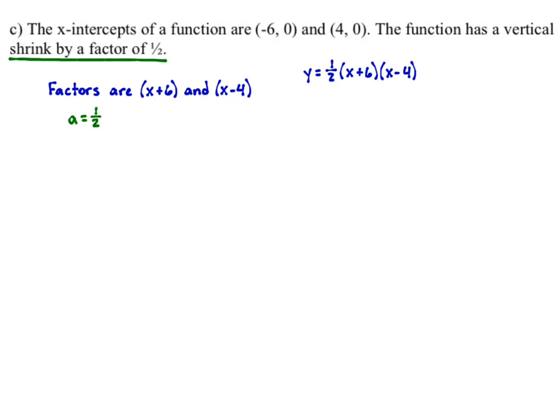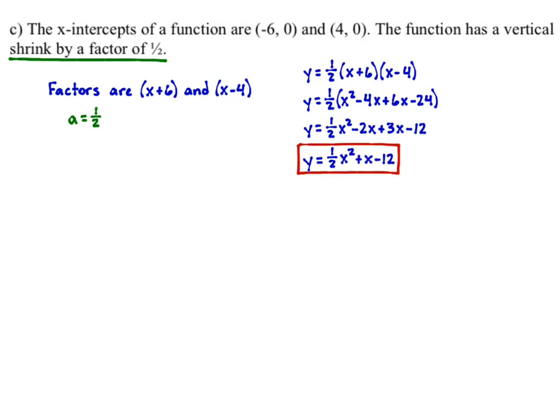And then we'll simplify that to put that in standard form. So we're going to multiply the x plus 6 and the x minus 4. And we end up with that. And then we have to multiply all that by 1/2. So we'd end up with 1/2 x squared. And then 1/2 times negative 4x is negative 2x. And 1/2 times 6x is 3x. And then half of negative 24 is negative 12.